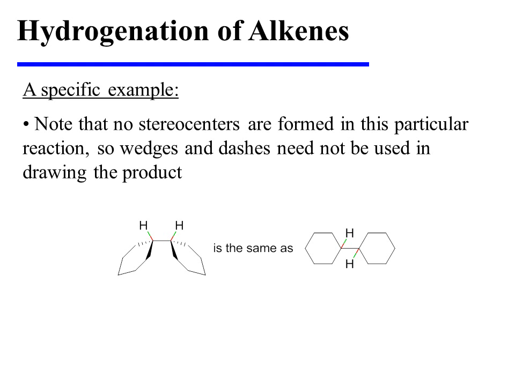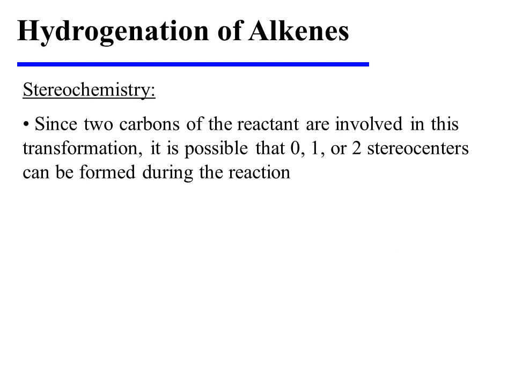In this particular instance, no stereocenters were formed during the reduction, so wedges and dashes need not necessarily be used when drawing the product. In other words, this representation of the product is the same as this representation of the product. However, since two carbons of the reactant are involved in this transformation, it is possible that 0, 1, or even 2 stereocenters may be formed during the reaction. Consequently, stereochemistry will sometimes be a concern.